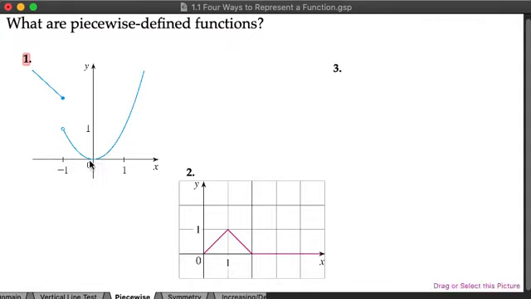So on this first function, what we have is a linear definition of the function for the input values less than or equal to -1, and then we have some quadratic function defining it for values of the input that are greater than -1. And the second one, we have one type of linear function on the part of the domain between 0 and 1, another type of linear function on the part of the domain from 1 to 2, and then a constant function, which is another type of linear function, on the domain where the input is greater than 2.